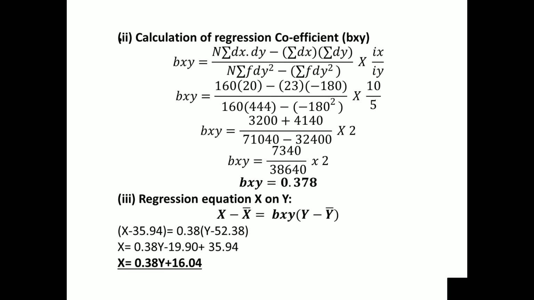Once we obtain the coefficient of regression of x on y, the next step is to frame the equation of x on y. So x minus x bar, that is 35.94, is equal to bxy, that is 0.38, multiplied by y minus 52.38. When we simplify this equation, we will obtain the equation of x on y, that is x is equal to 0.38y plus 16.04.